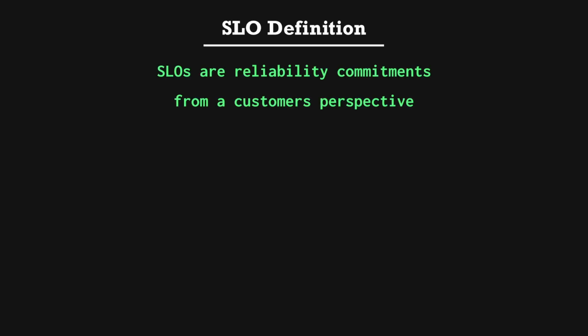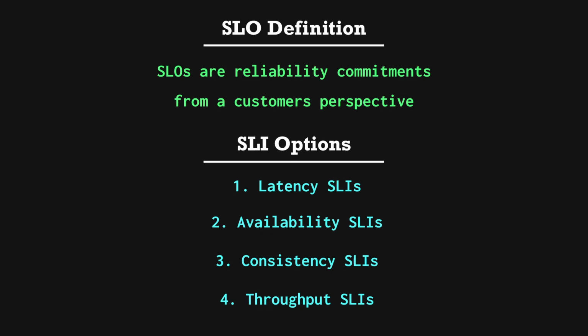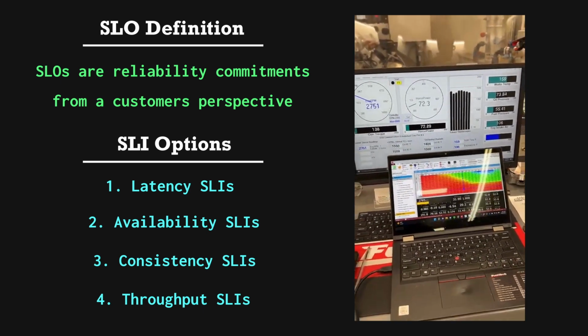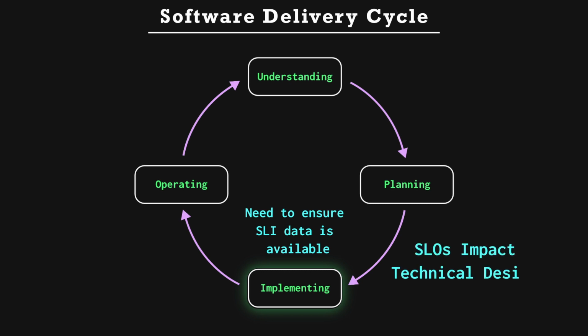Now that we have an SLO definition and understand our options for specifying SLIs, we need to plan how to measure the real-world performance of our system against reliability targets. Implementation is the first phase of delivery in which SLOs might have a profound impact on development efforts. At the most basic level, we need to make sure that the service level indicators we identified during planning are available in our logs or another operational data source like a time series database. Beyond the basics, SLOs may have a large impact on technical design.